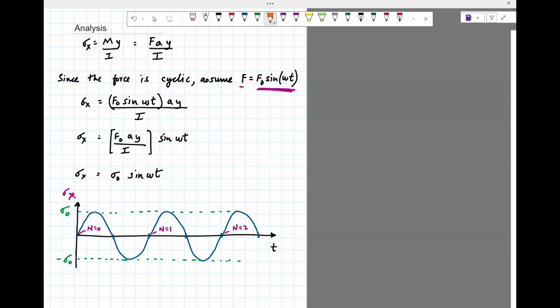Okay, now if you want to measure the cycles, cycles means how many times you are going to cycle through a positive to a negative load. You can just start counting the number of peaks. You could either count the number of peaks, or you could just count from here. Let's just count from here. So n equals 0, n equals 1, so that completes one cycle. Then n equals 2, and so on.